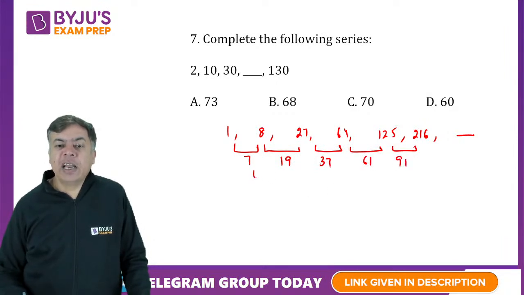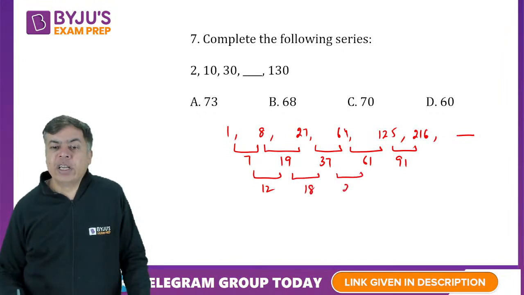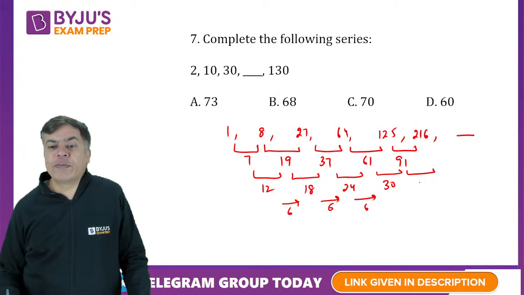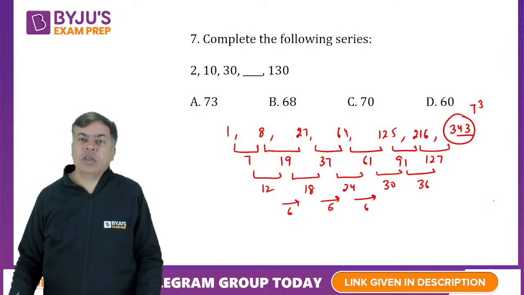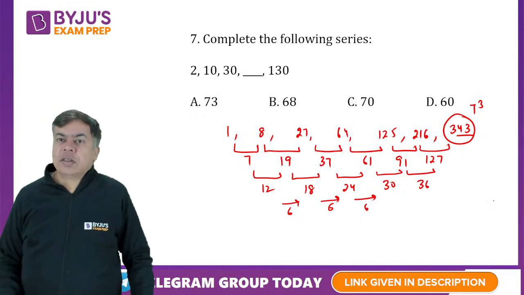Just see the second level difference. It will be 12, 18, 24, 30. It is increasing by 6, 6, 6. So that means the next difference should be 36. 91 and 36, it should be 127. And 216 plus 127, it should be 343, which is 7 cube.